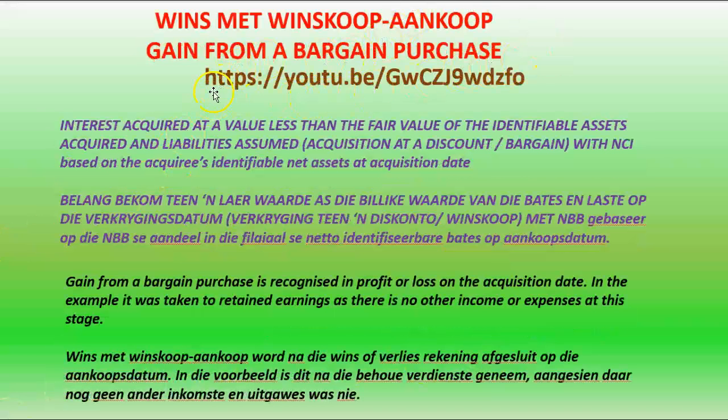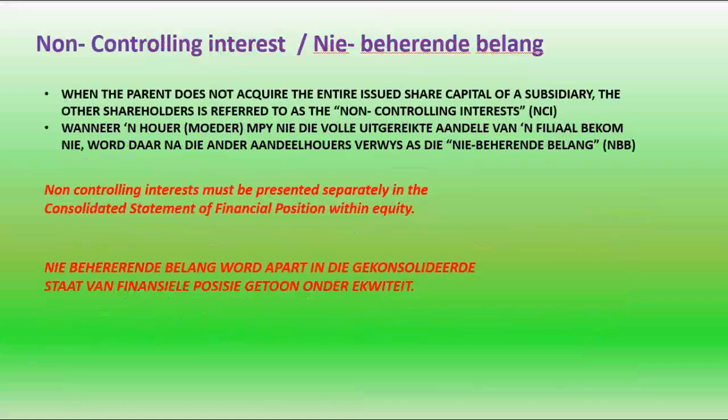A gain from a bargain purchase, please go and watch that video. And that is interest acquired at a value less than the fair value of the identifiable assets and the liabilities. So I purchased that interest at a discount or a bargain, and obviously the non-controlling interest will also be based on this value that I've established when I actually purchased the investment. A gain from a bargain purchase is recognized in profit or loss at the acquisition date. In the example, it was taken to retained earnings as there is no other income or expenses at this stage. We're going to do an example so you see what happens there.